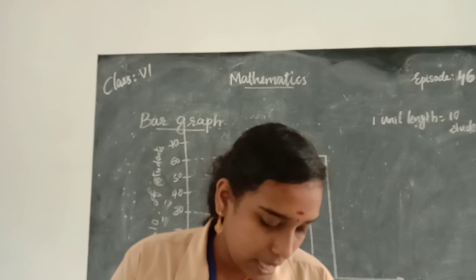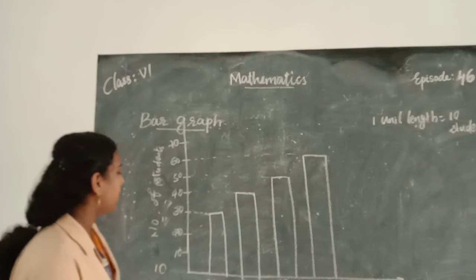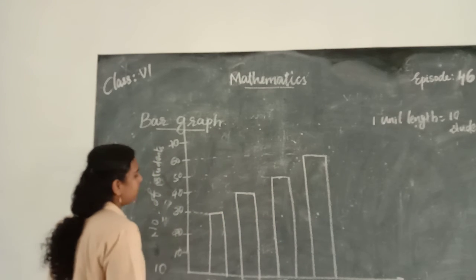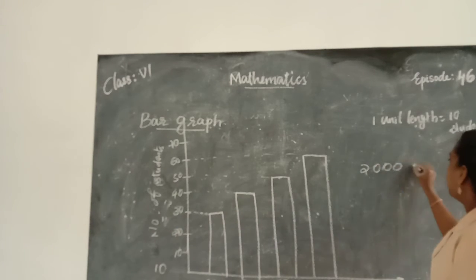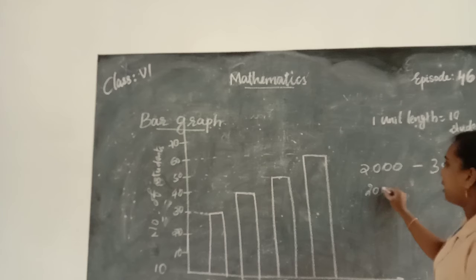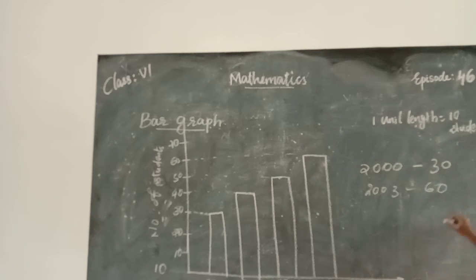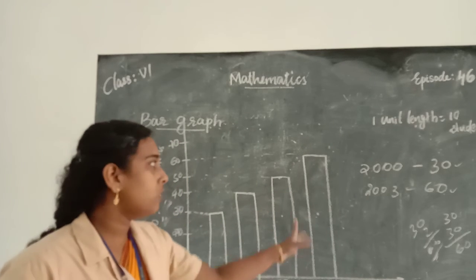Then question C: the number of students in the year 2003 is twice that in the year 2000. Here you can see that in the year 2000 there were 30 students present, and in the year 2003 there are 60 students present, and 60 is twice of 30. 30 plus 30 we get 60, or 30 into 2 we get 60. So the number of students present in 2003 is twice that of the year 2000.